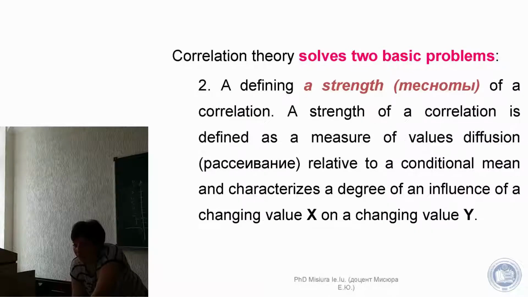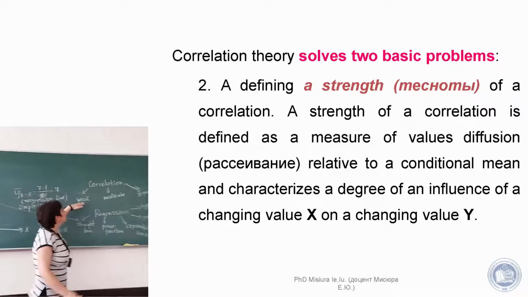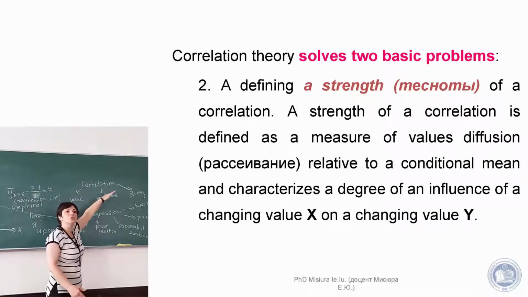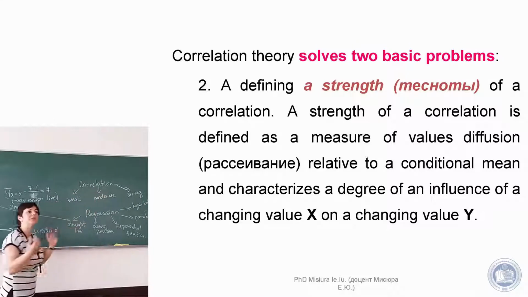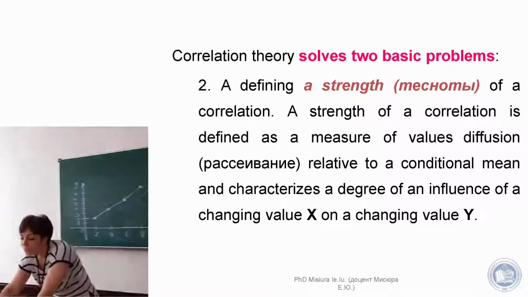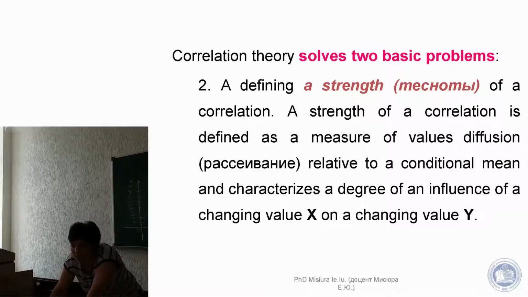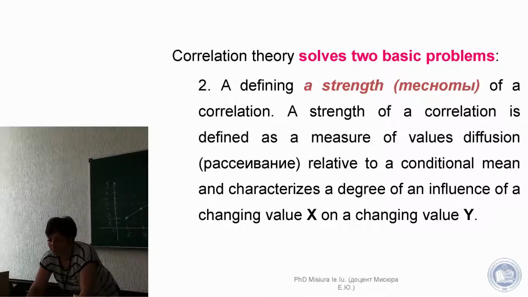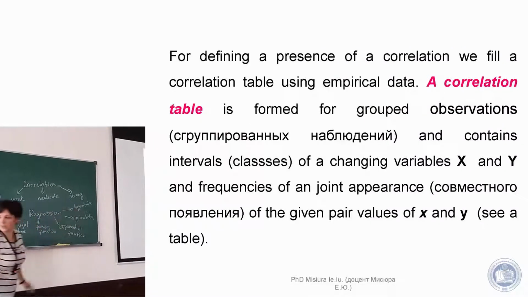Next point will be strength. Теснота. The strength may be weak, moderate or strong. То есть теснота может быть слабая, средняя, либо сильная. То есть в зависимости от того, какая у нас связь. You can define a presence of correlation with the help of correlation table. And now, students, let's use this example and plot a correlation table. Okay, let's start.